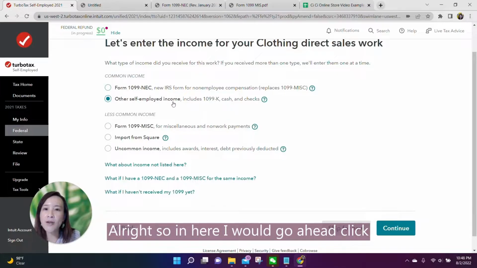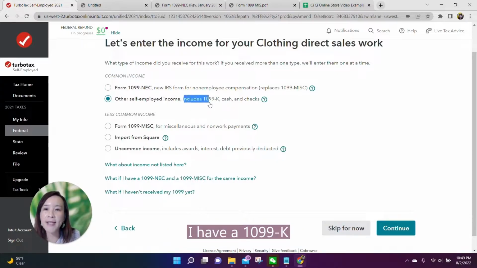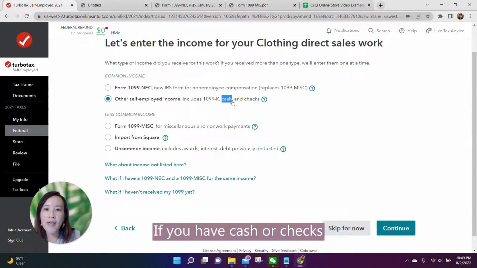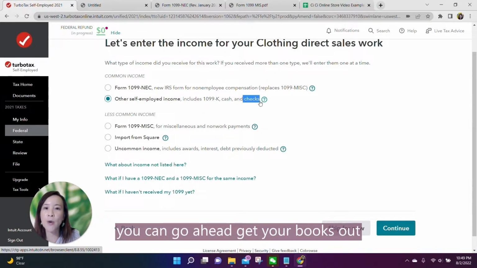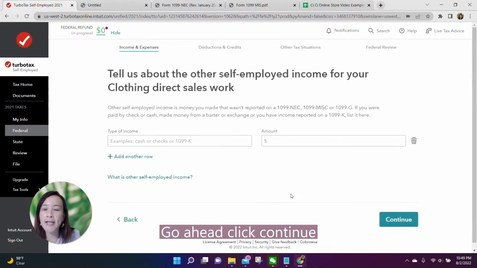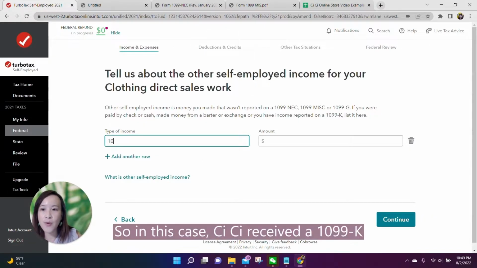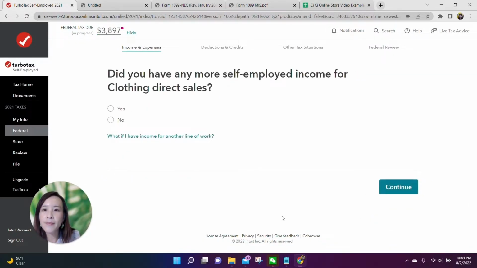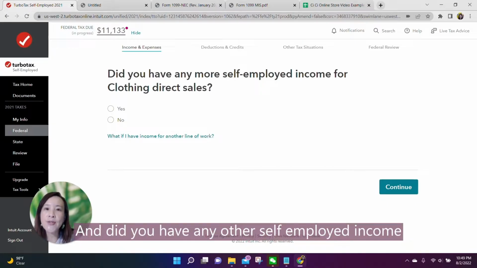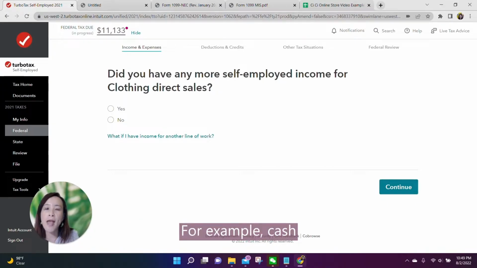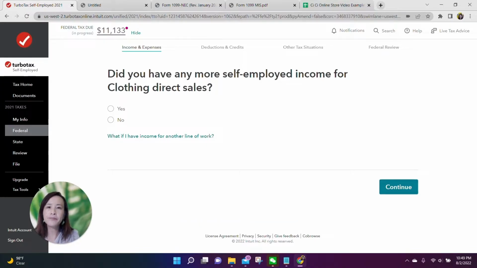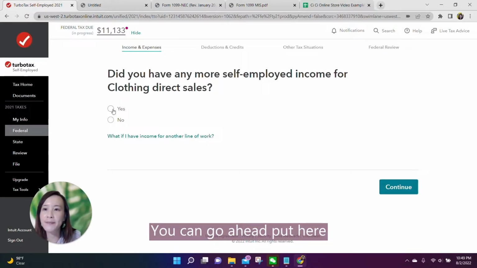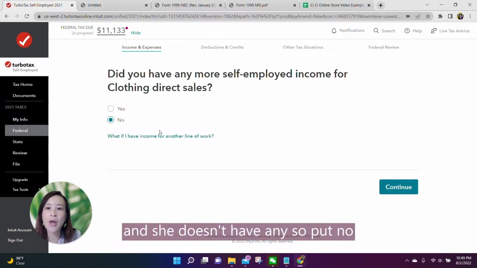Alright, so in here I would click I have a 1099-K. If you have cash or checks, you can get your books out. Click continue. So in this case, CC received a 1099-K and the gross income she made was $50,000. And did you have any other self-employed income, for example, cash, credit card, checks? You can put it here. And she doesn't have any, so put no.